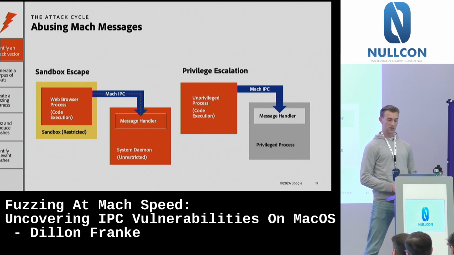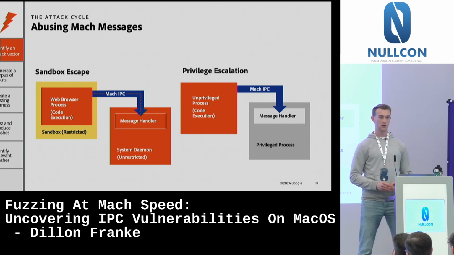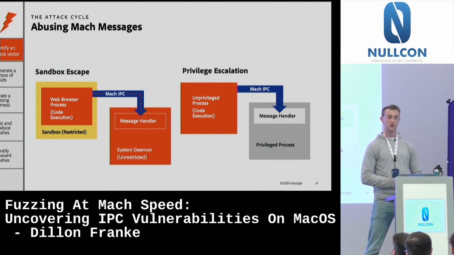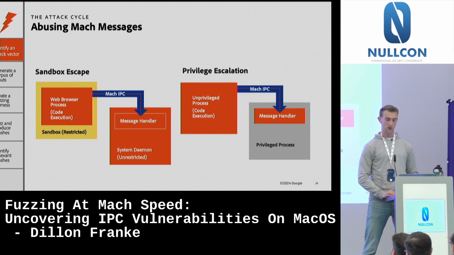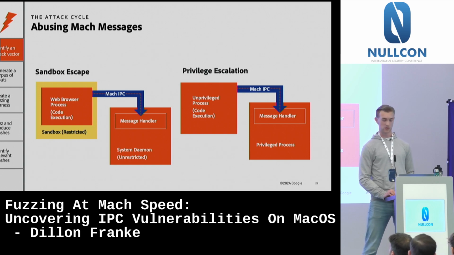The other is just a standard privilege escalation that can abuse Mach IPC mechanisms. Say we're running, as an attacker, we have code execution in an unprivileged process. We want to get root access on a user system. We can do a similar process of using IPC, exploit a message handler in a privileged process and perform that privilege escalation.